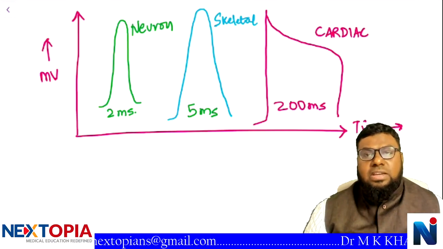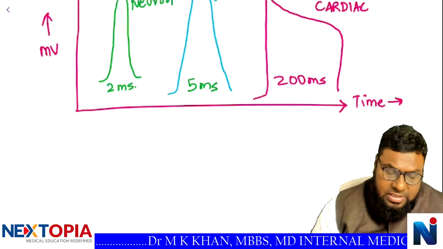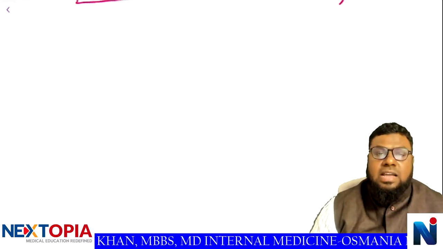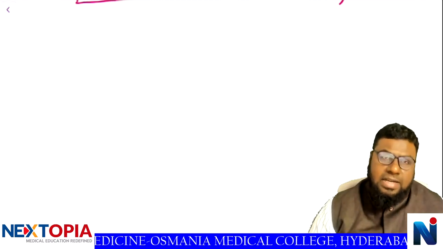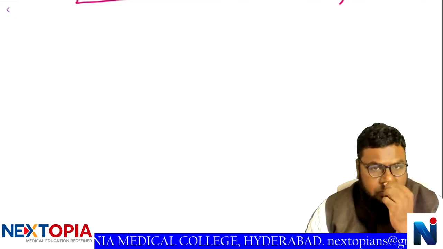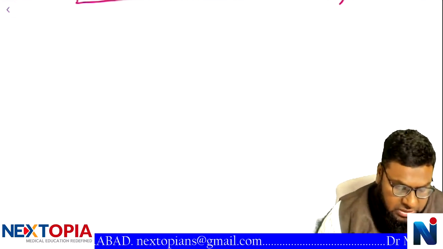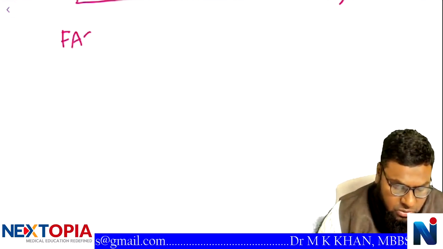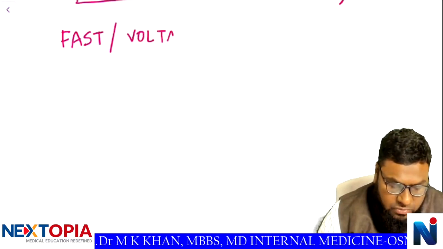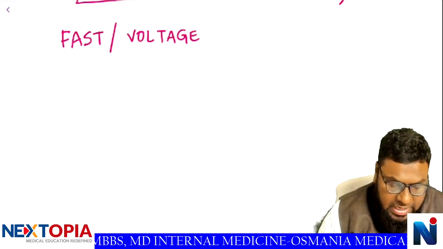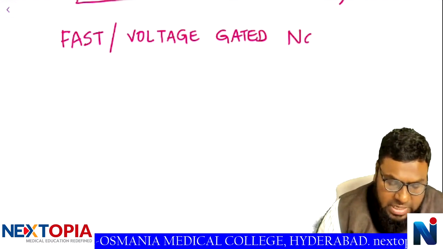I already told you what the different types of ion channels are, but still we'll discuss them in detail. There are fast channels and slow channels. There are voltage gated channels, ungated channels, ligand gated channels. So here we'll talk about voltage gated sodium channels, or fast channels. We have fast sodium channels, or voltage gated fast channels of sodium.